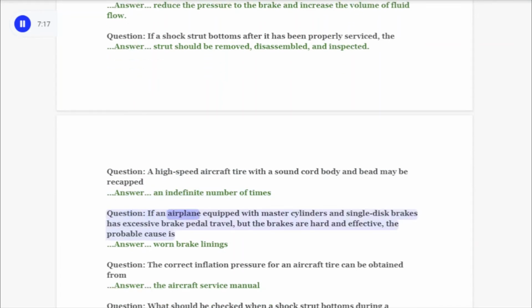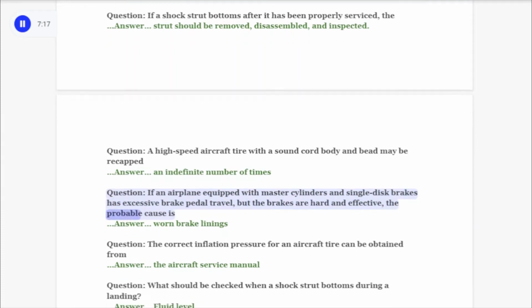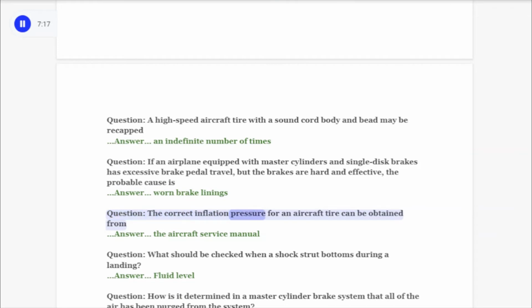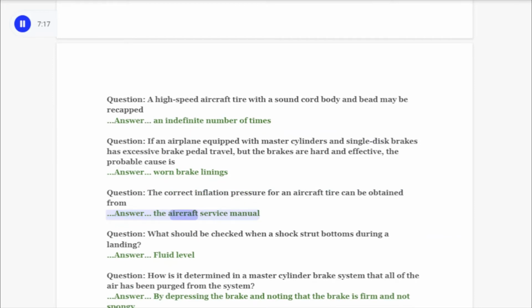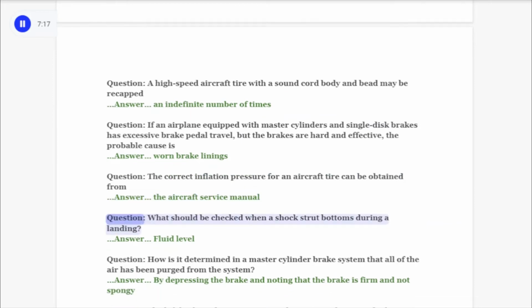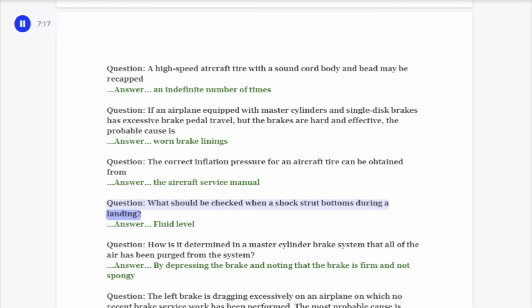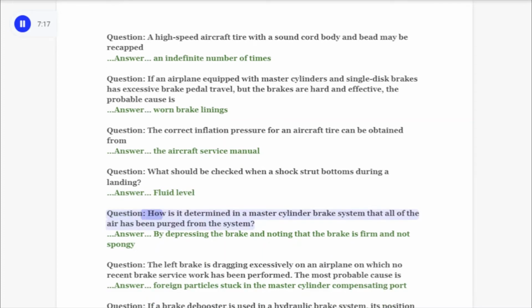Question: if an airplane equipped with master cylinders and single disc brakes has excessive brake pedal travel, but the brakes are hard and effective, the probable cause is. Answer: worn brake linings. Question: the correct inflation pressure for an aircraft tire can be obtained from. Answer: the aircraft service manual. Question: what should be checked when a shock strut bottoms during a landing? Answer: fluid level.